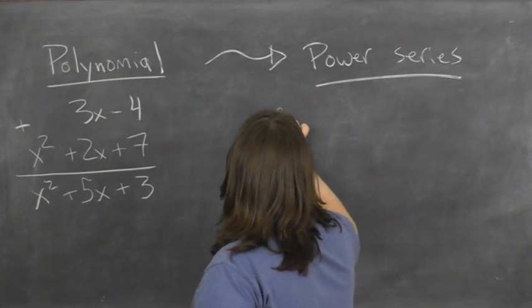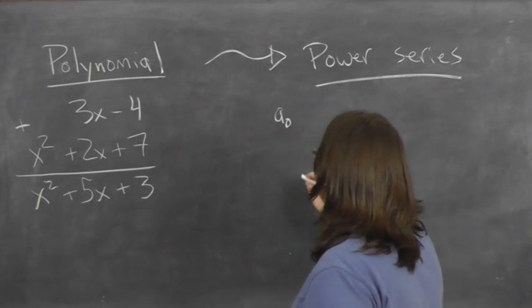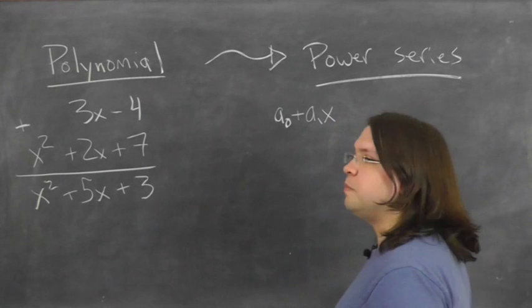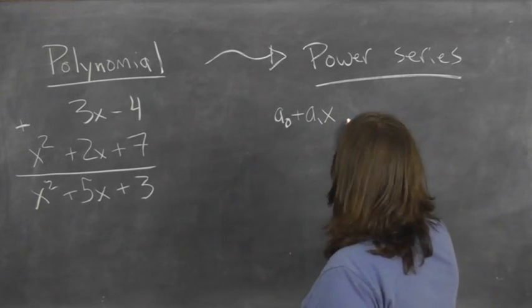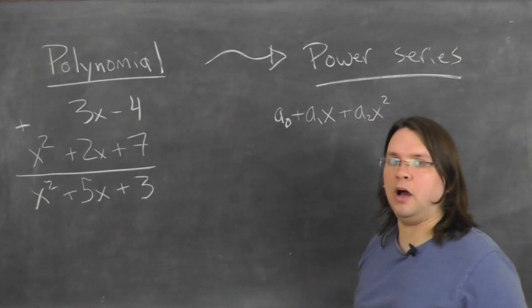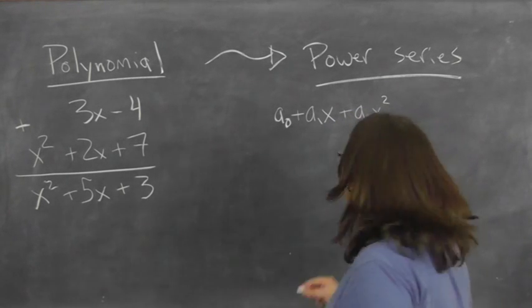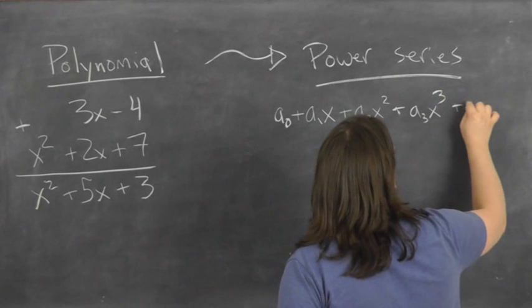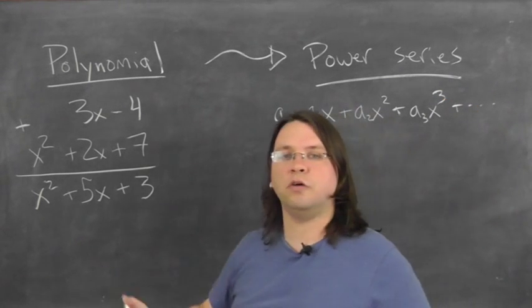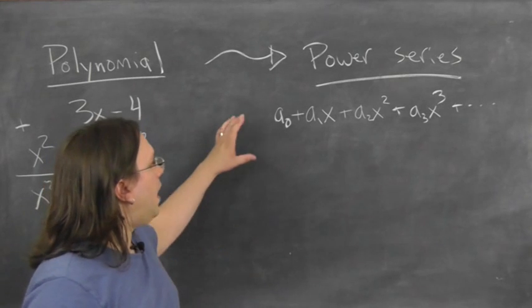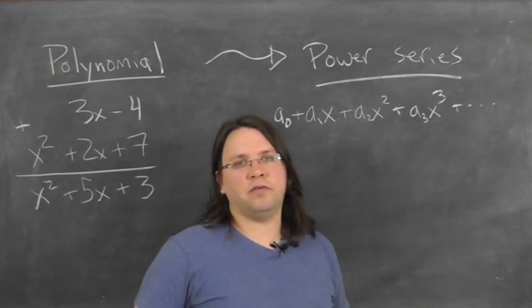So it's got something without any x at all, a0. It's got something with x raised to the first power, a1 times x. It's got something with x raised to the second power, a2 times x squared. Then something with x raised to the third power. And it just keeps going forever. And that's the difference between a power series and a polynomial. So a power series just goes on forever.